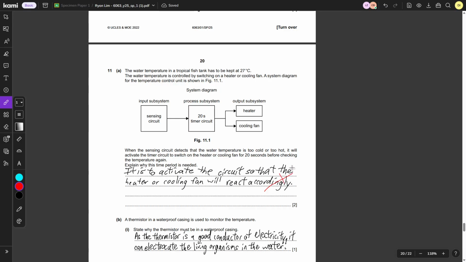Wrong. 0 marks. You need 20 seconds because if you immediately turn on the heater, then it will immediately become boiling. You turn on the cooling fan, it will immediately become 0 degrees Celsius. No. Cooling or heating something takes time. That's why there's 20 seconds.